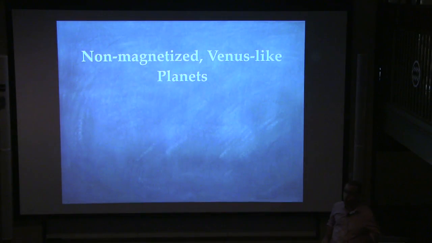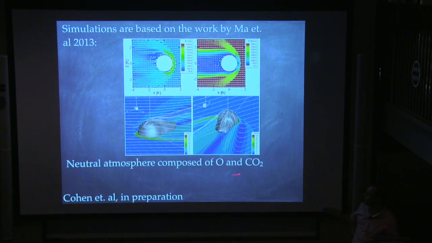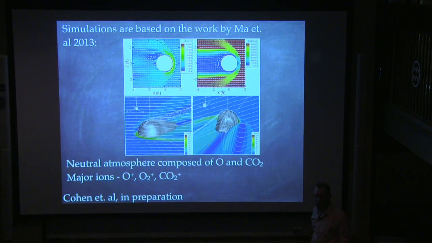Now what happens in a non-magnetized planet? Let's assume that we have a Venus-like planet, and the simulation I will show is based on the simulation of Venus performed by Najib in 2013. Here we assume a neutral atmosphere composed of oxygen and CO2, and the major ions are O+, O2+, and CO2+, produced mostly by UV photoionization.